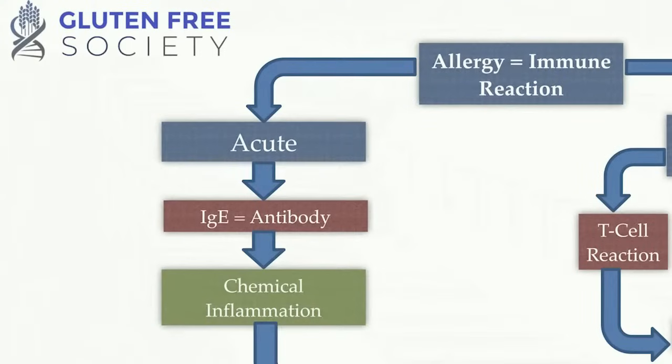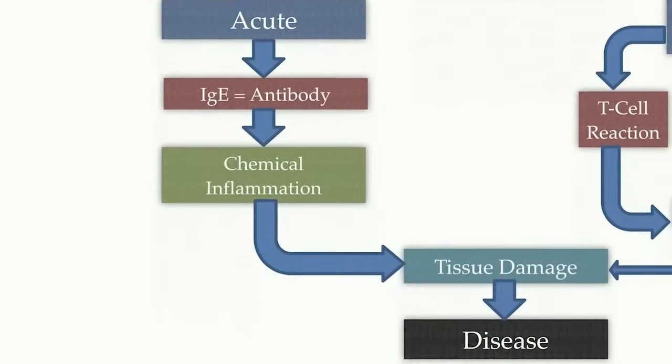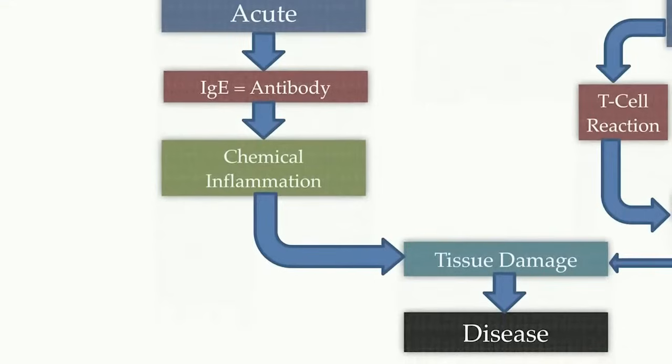Now IgE is a type of antibody, and if you've ever had ragweed or seasonal hay fever or something along that line, your body was producing IgE antibodies that were releasing histamines. And so you got the watery, teary, itchy, runny nose, fever, elevated heart rate, those types of symptoms that come along with an acute type of allergy. But that also leads to the process of chemical inflammation, and that chemical inflammation can create tissue damage and subsequently can cause disease if that inflammation is persistent long enough.